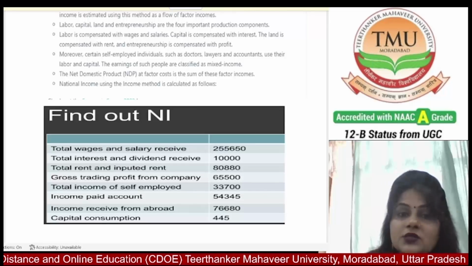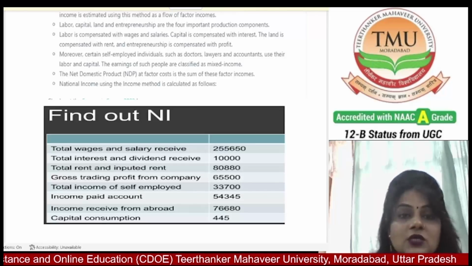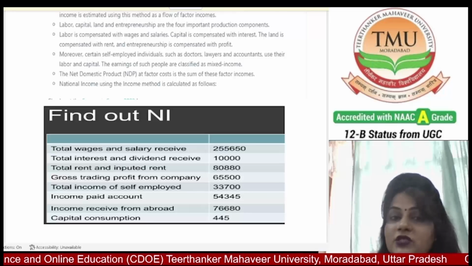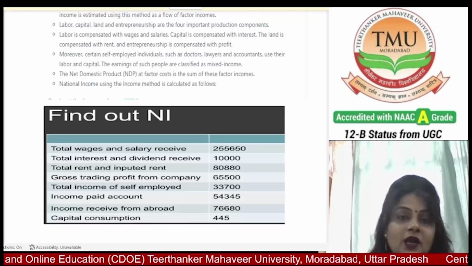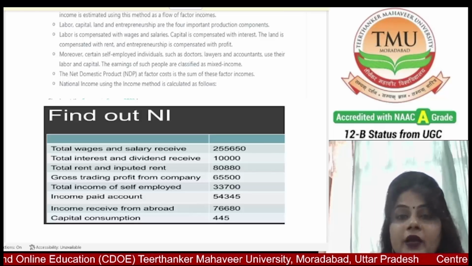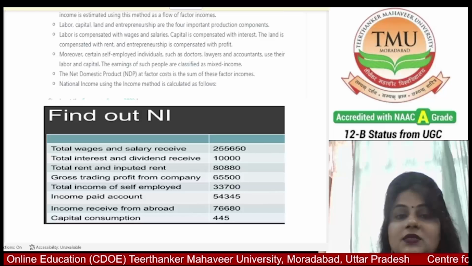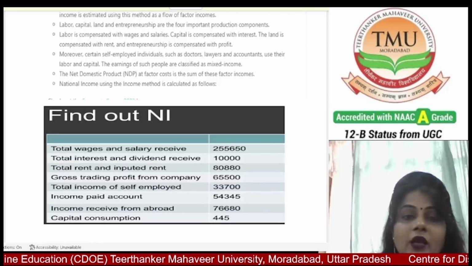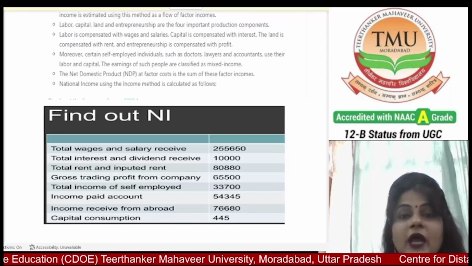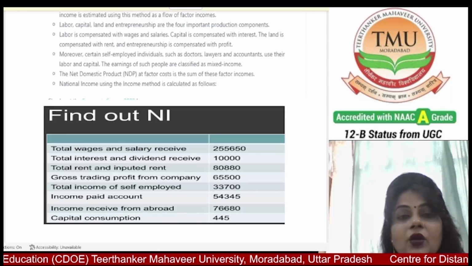The imputed value of self-occupied houses, production for self-consumption, interest on owned capital, etc., are included under national income as these are productive activities and add to the current flow of goods and services of the economy.